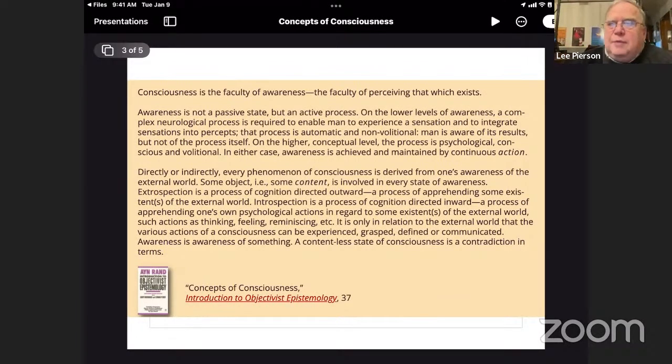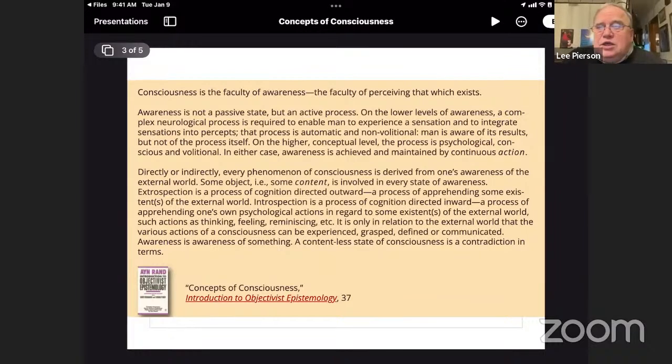"Conscious and volitional. In either case, awareness is achieved and maintained by continuous action." That's absolutely right. "Directly or indirectly, every phenomenon of consciousness is derived from one's awareness of the external world." That is, there are no innate ideas, and all of our knowledge ultimately comes from the senses, or from perception, I'm going to say.